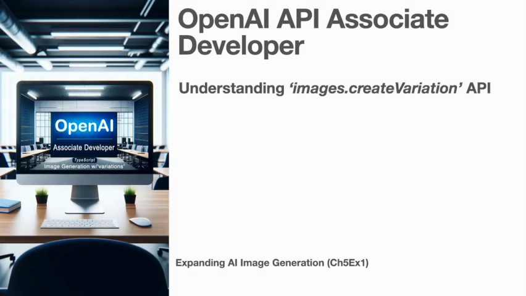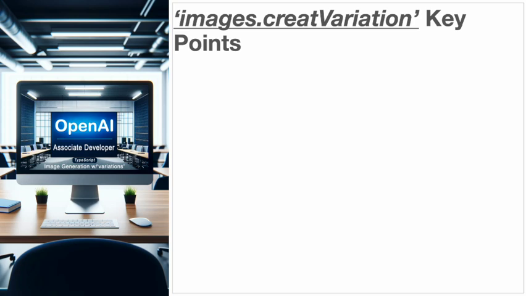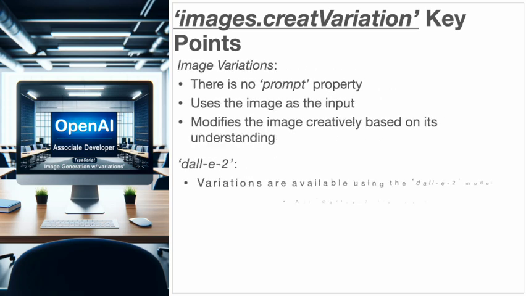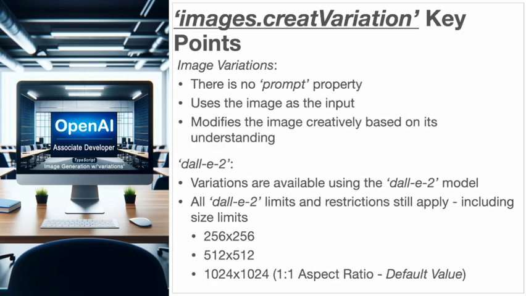In this lesson, we're diving into the OpenAI images.createVariation API call. This API extends the image generation capabilities by allowing you to create variations of existing images. First, it's important to note that the prompt configuration property is removed from the createVariation call. The prompt is removed because the variations are based on the provided image itself, rather than a prompt. Instead, the AI generates variations to the existing image based on its understanding of the image and not the prompt.